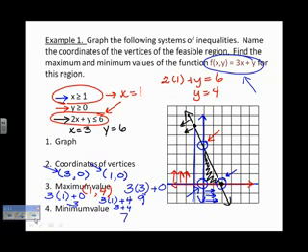So all I need to do is look at those 3 values that I just calculated and determine which is the maximum number and which one is the minimum number. So those values were 3, 7, and 9. So my maximum value would be 9. My minimum value would be 3.